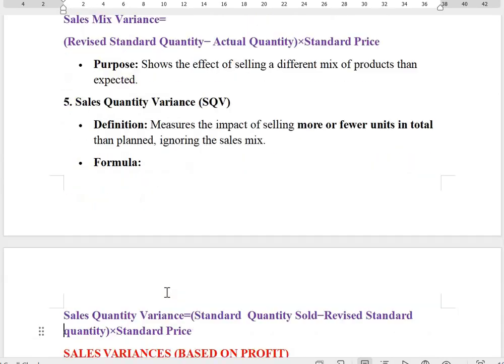Then sales quantity variance. In this case, we calculate the quantity variance by standard quantity sold minus the revised standard quantity. In the previous formula, we compared the revised standard quantity with the actual quantity. Here, we take the standard quantity with the revised standard quantity and multiply with the standard price, and we compute the sales quantity variance. So, by using these 5 formulas, we can calculate the sales variance based on the value method.